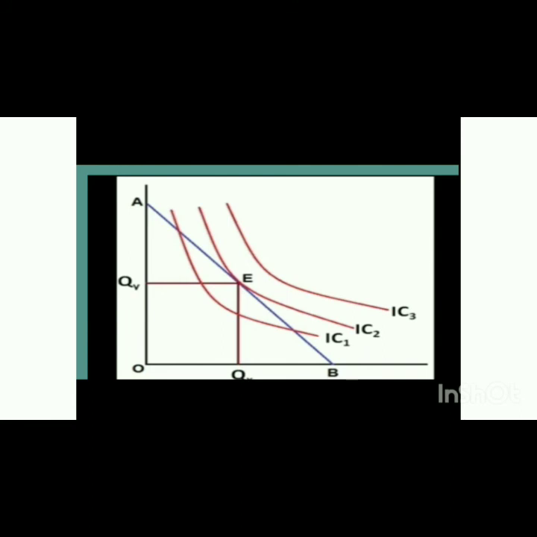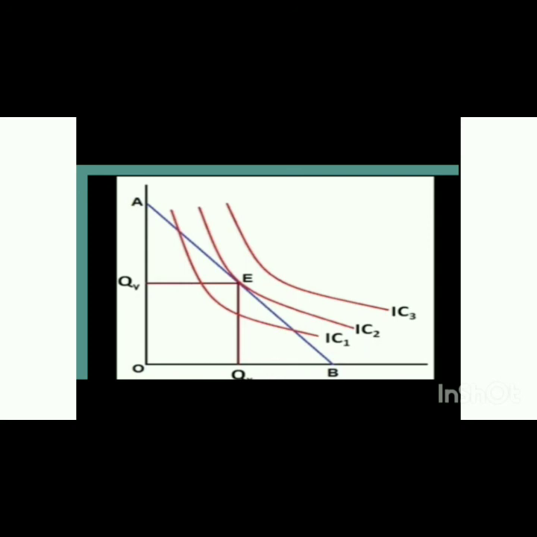See the figure. Here AB is the budget line. There are three indifference curves. We have already learned the indifference curve. An indifference curve is the combination of two goods that give the same level of satisfaction to the consumer. IC1 is the first indifference curve, IC2 is the second indifference curve, and IC3 is the third indifference curve.